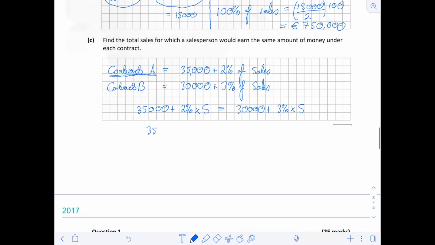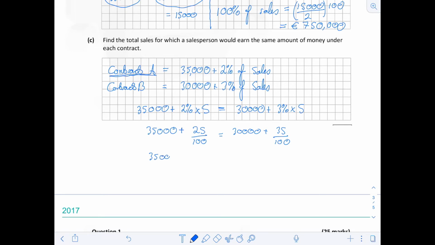So that's 35,000 plus 2S over 100. So it's 2/100 of S, because it's 2%. So it's 2 over 100 multiplied by S is equal to 3 plus 3S all over 100. That's 3/100 of S. I'm then going to get my S's onto one side and my numbers on the other side. So let's go this way.